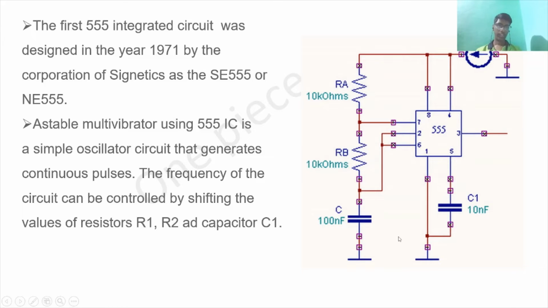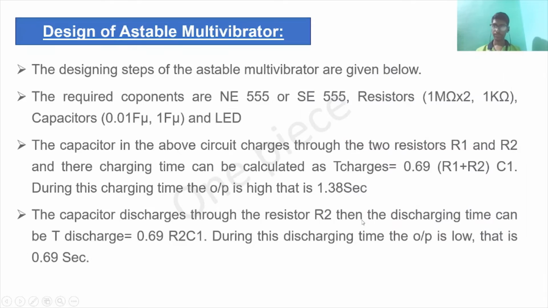Okay, this is basically the circuit of a 555 IC timer. As you can see, there are R1, R2, C, where we can change the frequency, which is controlled by R1, R2 and the capacitor. Next, we come to the design of the astable multivibrator. The designing steps are given below. The required components are NE555 or SC555, resistors, two of 1 megaohm and one 1 kilohm resistor, capacitors of 0.01 microfarad and 1 microfarad, and an LED.